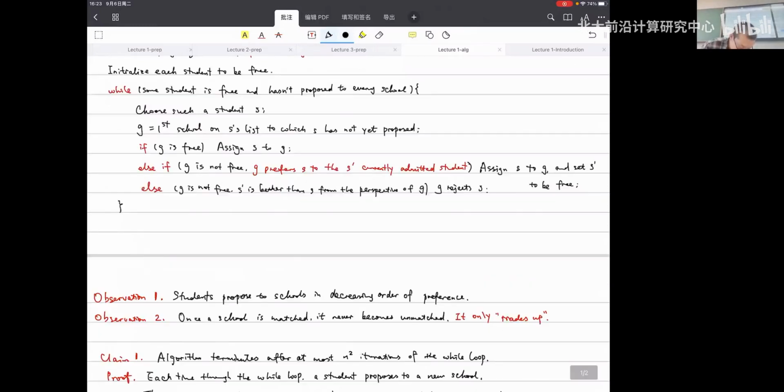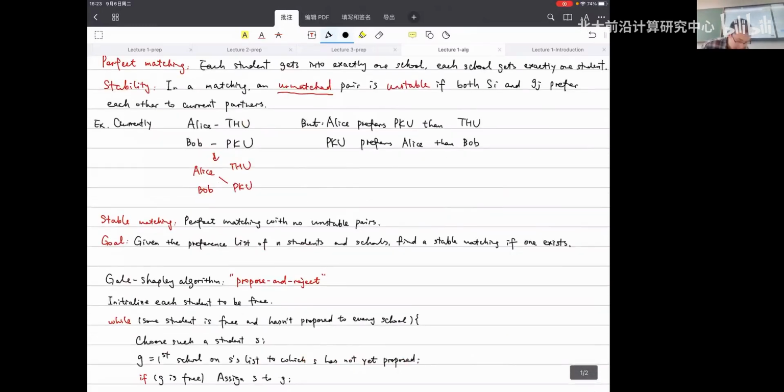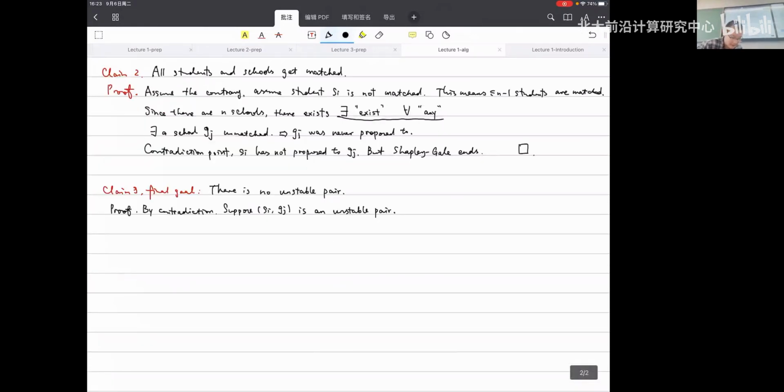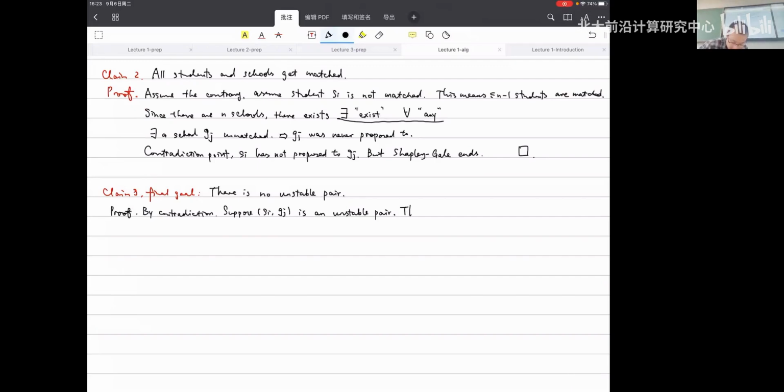Due to the definition of unstable pair, as we just mentioned, Alice PKU is basically an unstable pair. This unstable pair means that Alice has currently been assigned to another graduate school, and PKU has been assigned to another graduate student. So this is something we want to specify: that SI is currently assigned to GL, and SK is assigned to GJ in the matching.